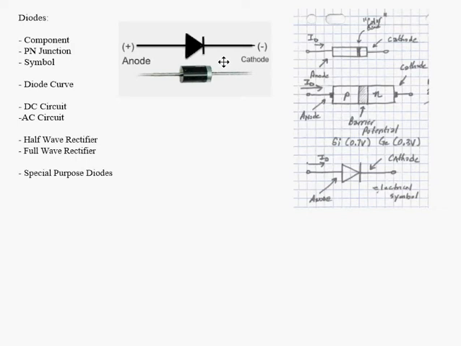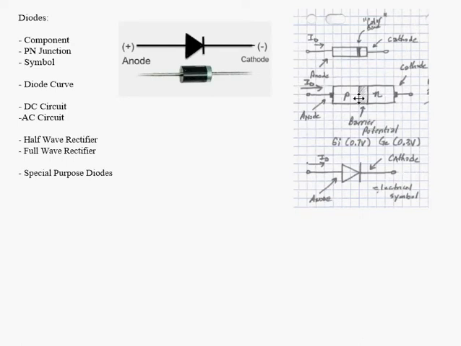The first thing is the picture of the diode. There are many different types of diodes. This is just one example of a physical picture of a diode, and this is the electrical symbol. This is the symbol that we normally draw in the class. The diode has two terminals: one is the anode, which is the positive side, and one is the cathode, which is the negative side.